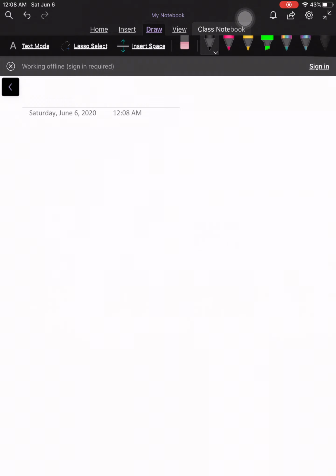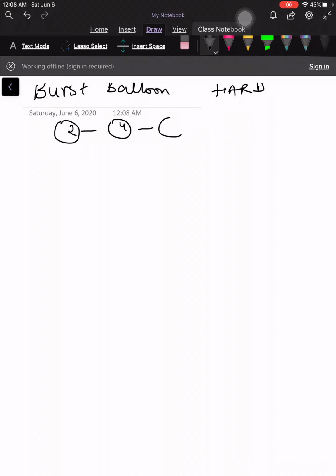We are solving the burst balloon problem. Let's see. It's a very simple question. It's hard in LeetCode, but the question is simple. So what does the problem say? Problem says we have balloons which are values 2, 4, 3, let's say 2 again.